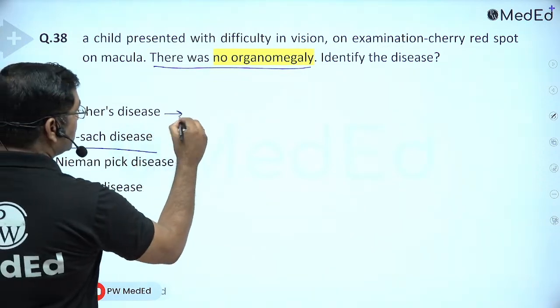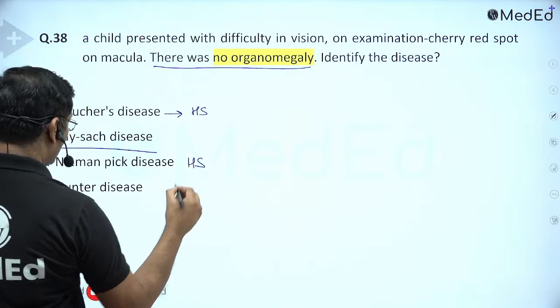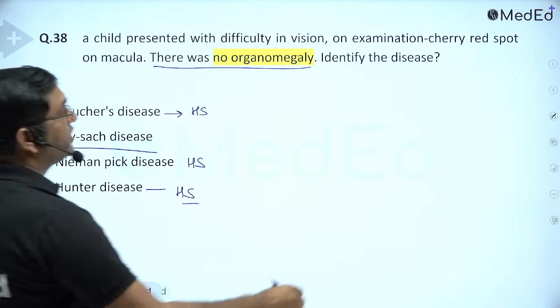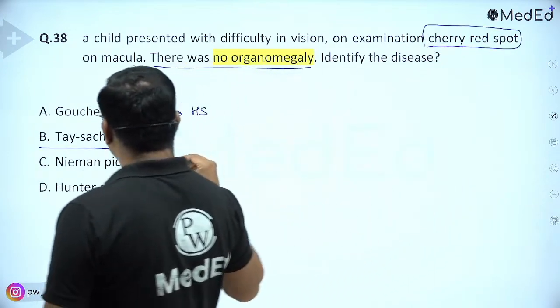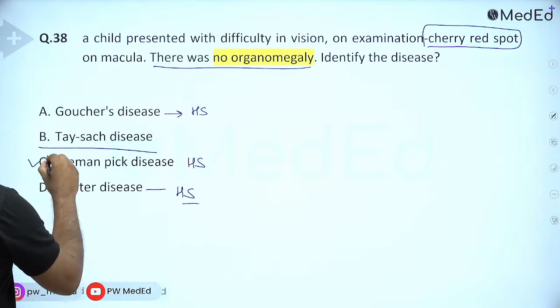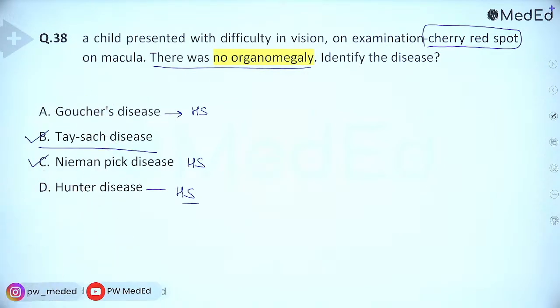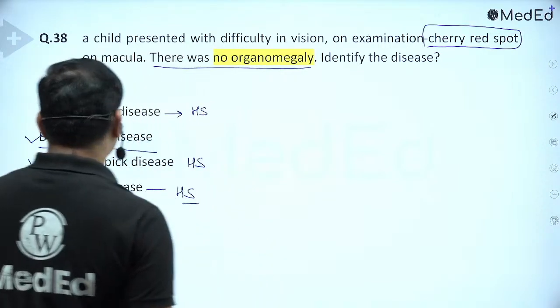In Gaucher's disease, there is hepatosplenomegaly. Niemann-Pick disease, this is hepatosplenomegaly. And Hunter's disease, there is hepatosplenomegaly. On examination, a cherry red spot is there. So a cherry red spot is there in Niemann-Pick disease and Tay-Sachs disease, but not in Gaucher's and Hunter's disease. Okay, so this is important.